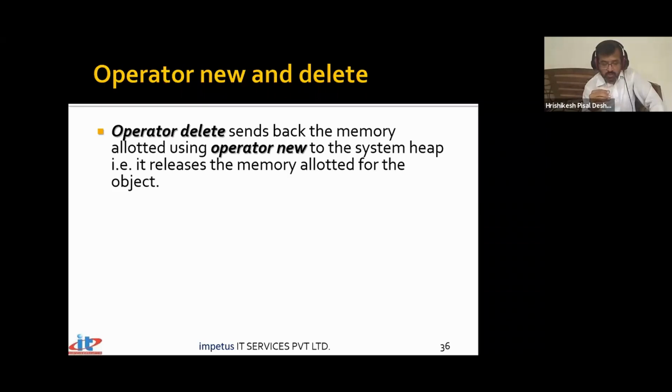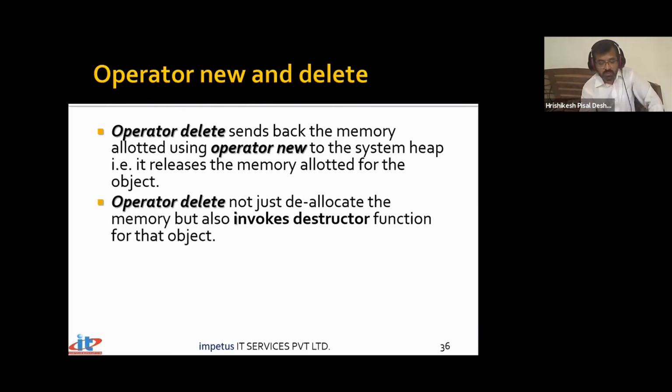What does delete do? It releases the memory. When I use the words release memory, that means it sends the memory back to the system heap. And when I say it sends it back to the system heap, it means whichever memory you had reserved, that reservation is removed. So the system can now utilize that block of memory for any further allocation. In future, if you are trying to allocate some more memory, this same memory can be reused because you have released it. You are not keeping it reserved.